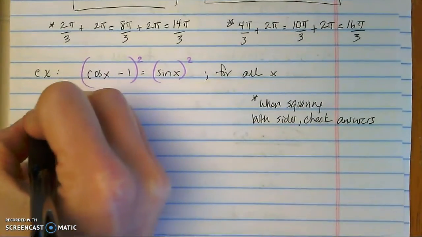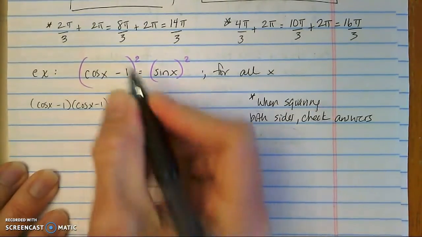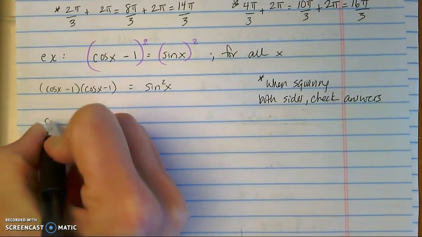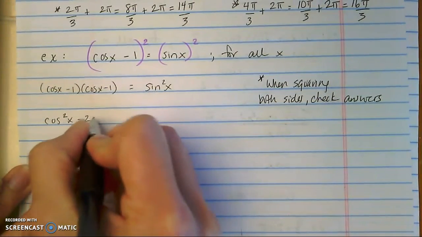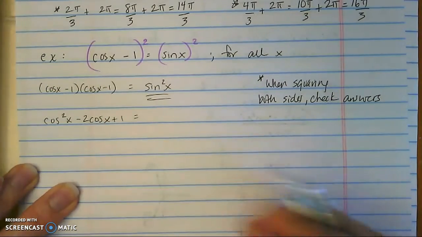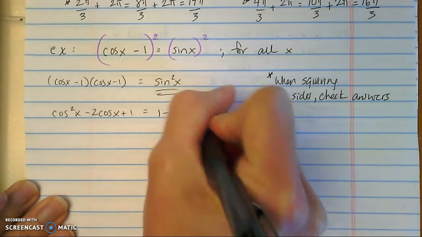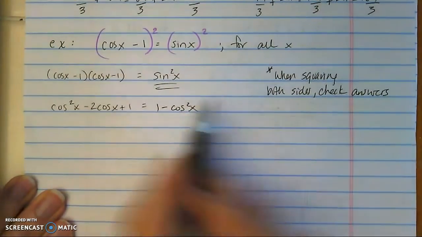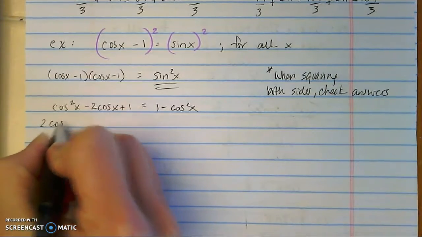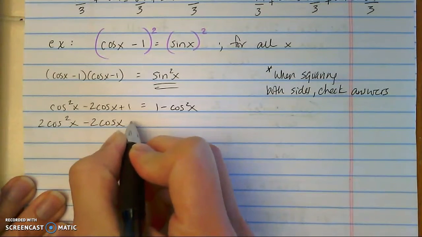All right, so what do we have here? We got cosine x minus 1 times cosine x minus 1. And this is sine squared x. If I distribute here, combine like terms, I'll get cosine squared minus 2 cosine plus 1. And then I'm going to change this to its Pythagorean identity because I know that I just want to work with my cosines. So 1 minus cosine squared. I'm going to move these terms over here. Add the cosine, I get 2 cosine. Bring down the minus 2 cosine, subtract the 1, I get 0.